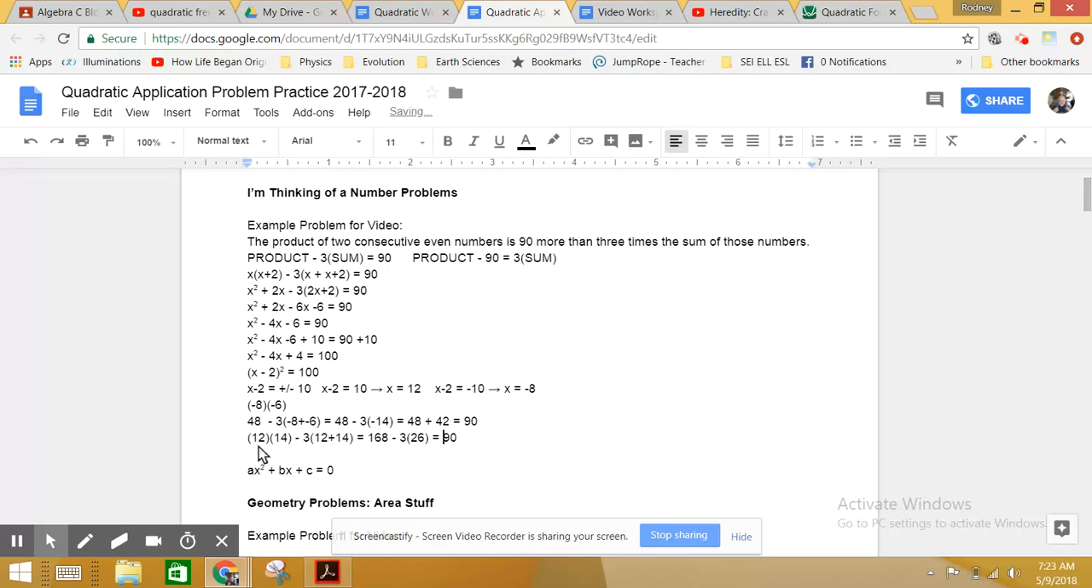Let's see if that's still true. So 168 minus, well, 3 times 26 here. So 3 times 6 is 18. Carry the 1. 3 times 2 is 6 plus the 1, so that's 78. And 168 minus 78 does equal 90. And we have solved this. We have two options. We have 12 and 14, and we also have negative 8 and negative 6 as our solutions.